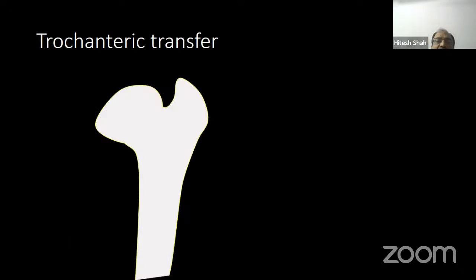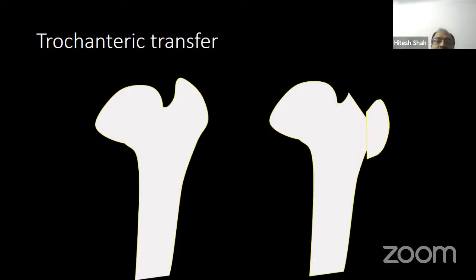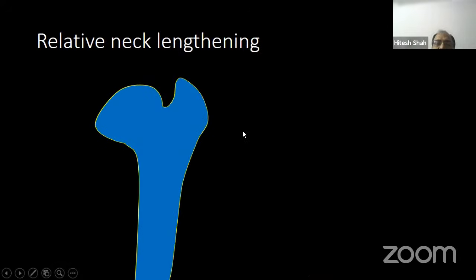If the greater trochanter is higher, we can cut the greater trochanter. We can see the remaining part of the trochanter is still there. We can just take the greater trochanter, cut and transfer it distally and laterally and fix it with the screw. So that would be a case of greater trochanter transfer.